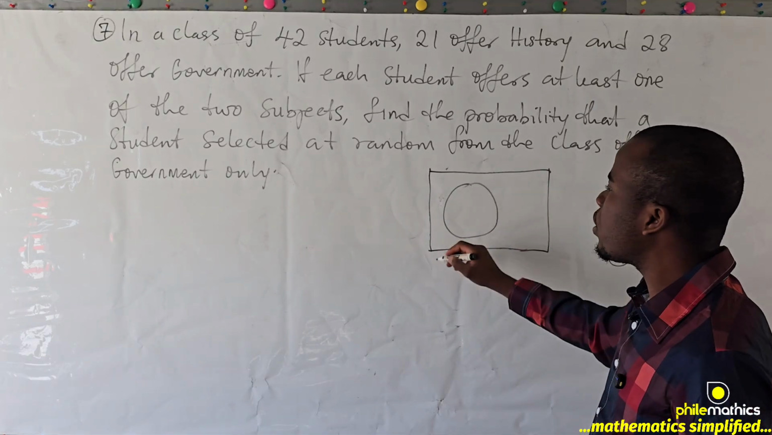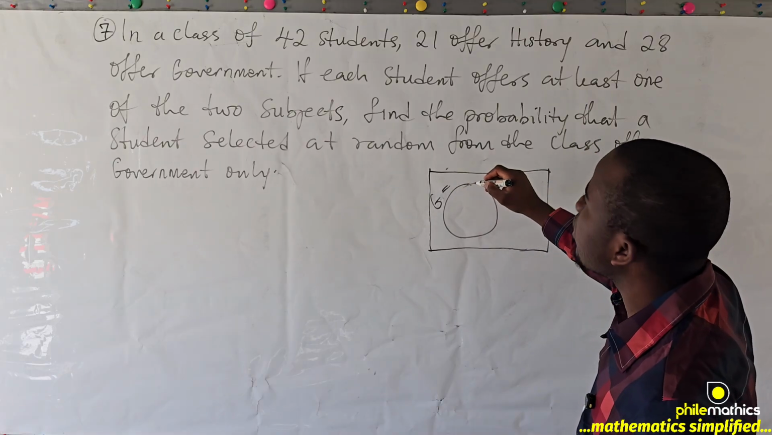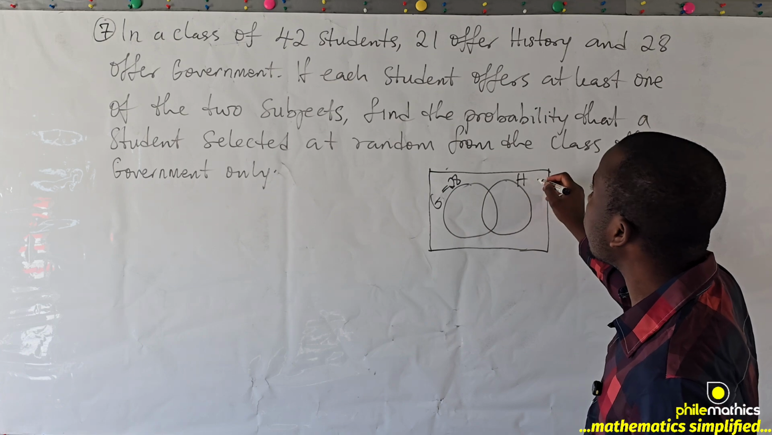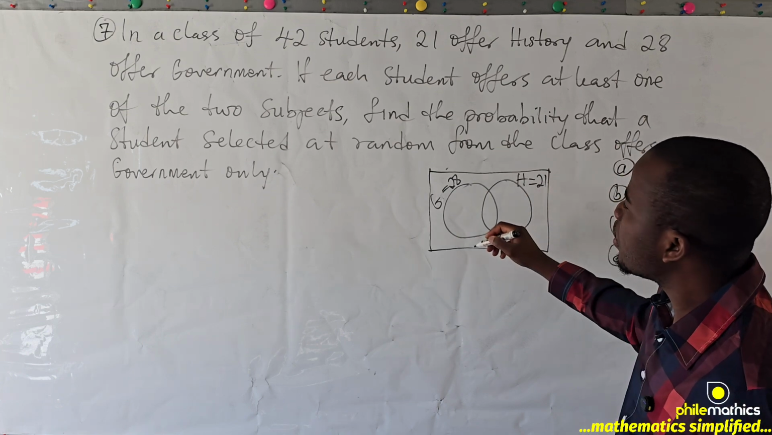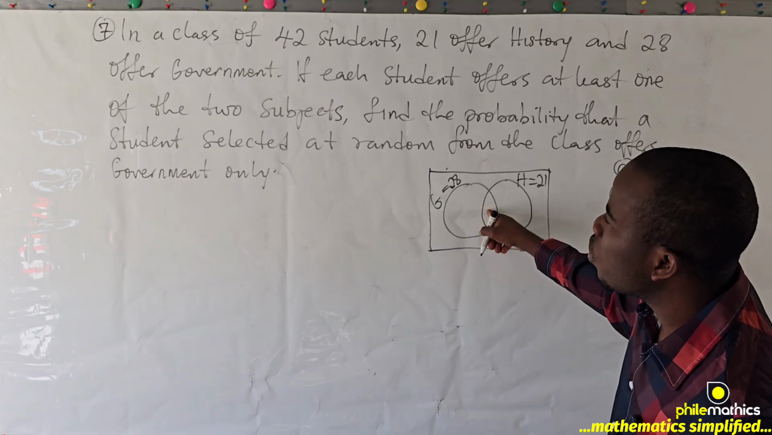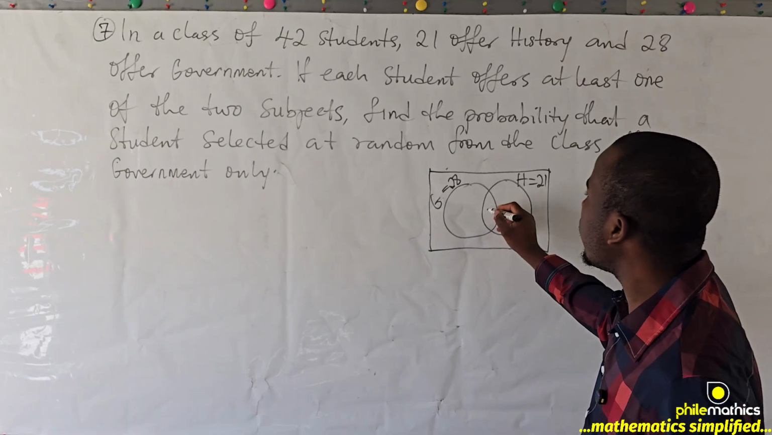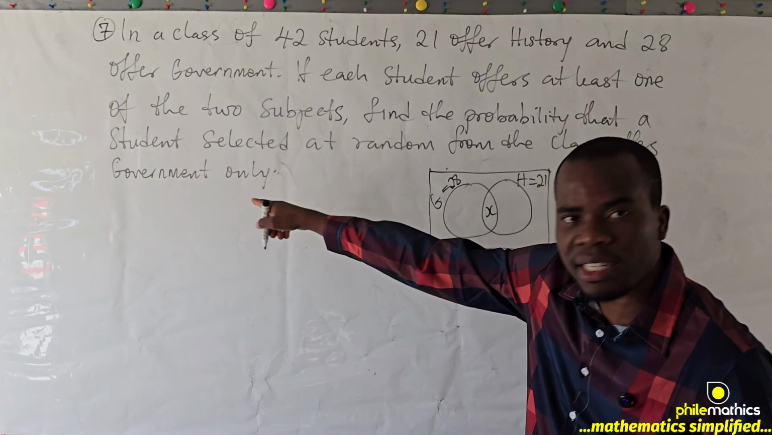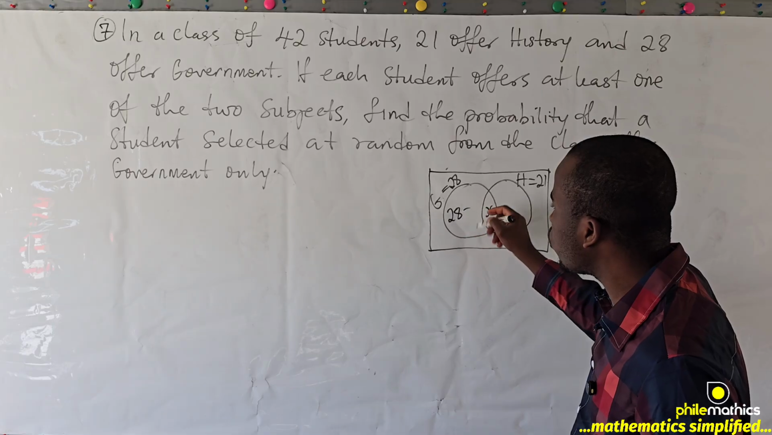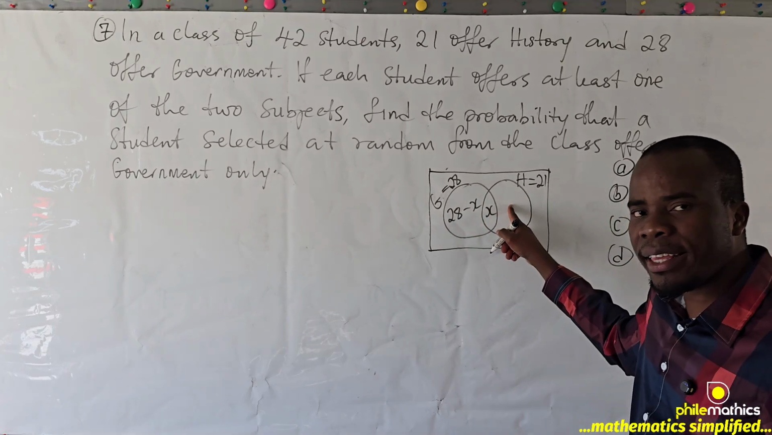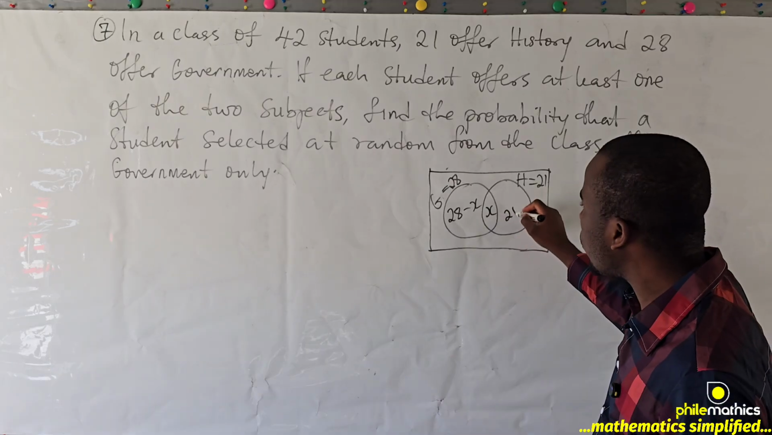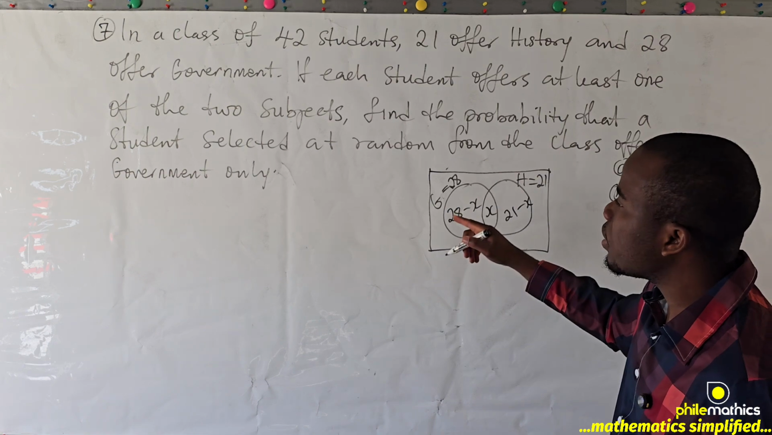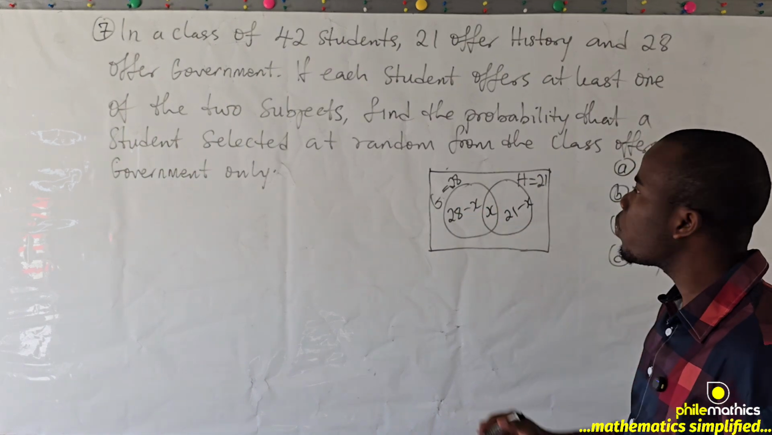Let this represent those that studied government. We are told that there are 28 of them. And let this represent those that study history. We are told that there are 21 of them. And let this represent those that studied both subjects, which we don't know. Let us call it x. So those that studied government only, which we are much interested in, will be 28 minus those that study both. And those that study history alone will be 21 minus those that study both, since each student offers at least one of the two.